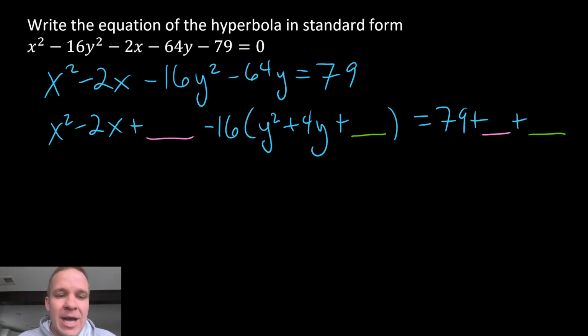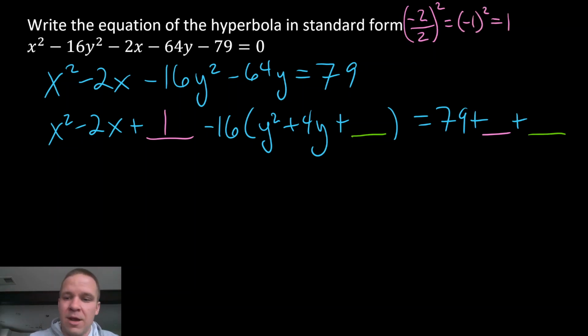All right, so now I've got to figure out what I want to add for the pink number and the green number. I'm going to do some side math. I'm going to take that b value for the x, which is negative 2, divide it by 2. So that's going to be negative 1, squared is positive 1. I'm going to add 1 here. I'm going to add 1 there. And I like to do my side math because then it tells me what's going to be in my factor when I go to factoring, right? It's going to be that negative 1.